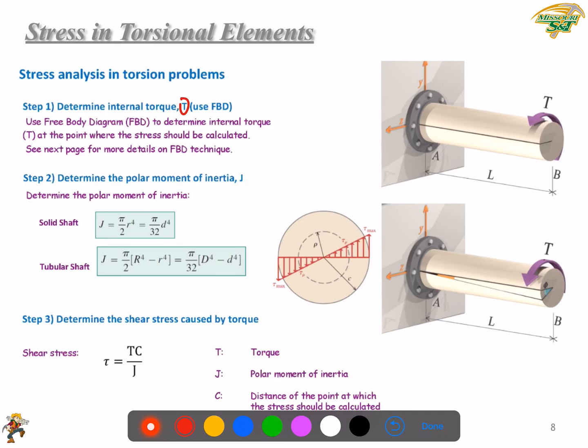As I just mentioned, we will have only these two cases. Okay, you will not be given any more complicated shapes. Then we will just determine the shear stress caused by torque by using this equation. Tau, the shear stress, equals torque times C over J. Here C is the distance from the point to the center.